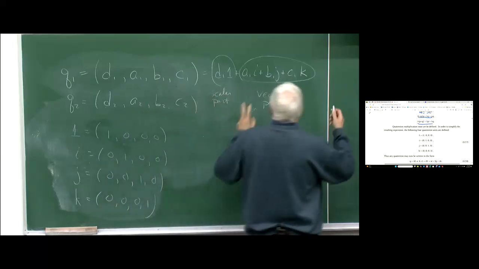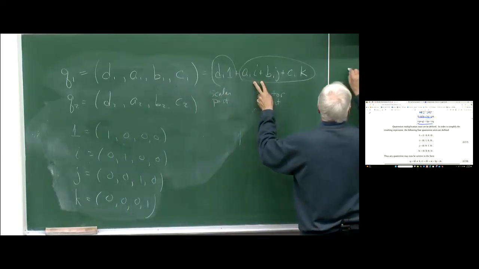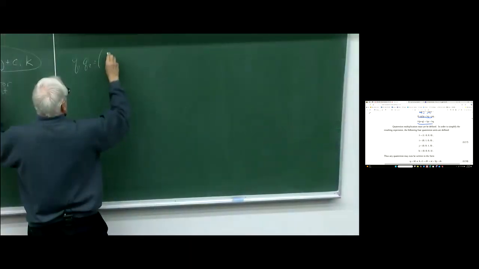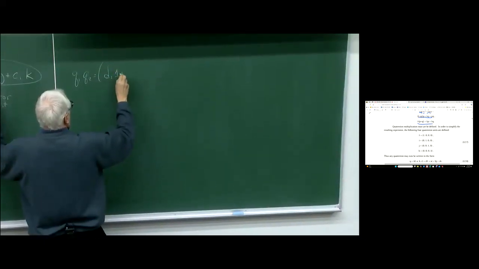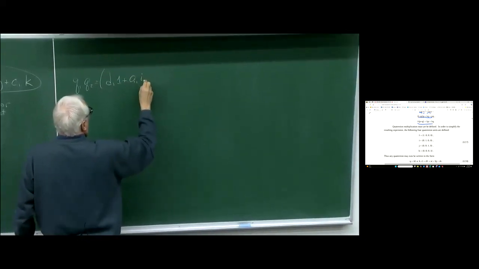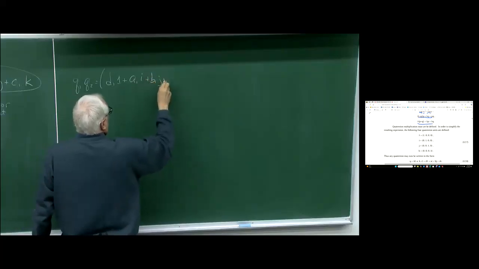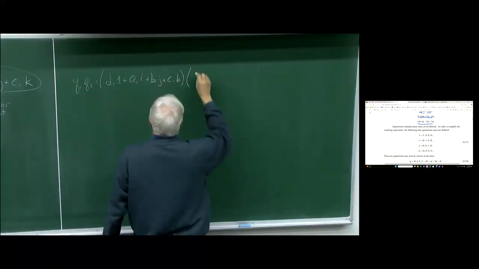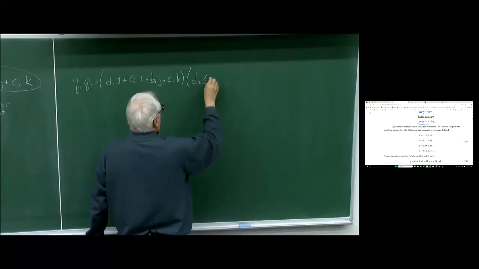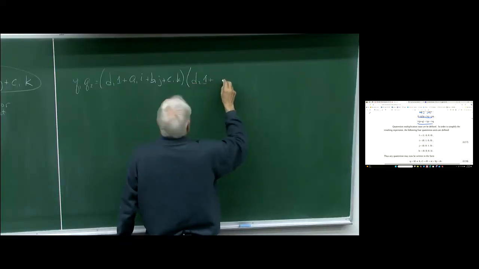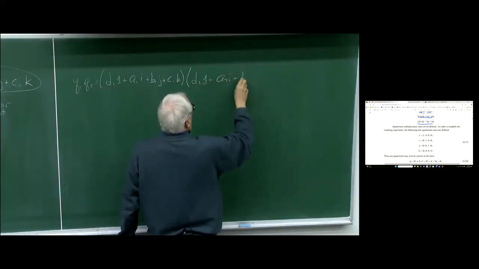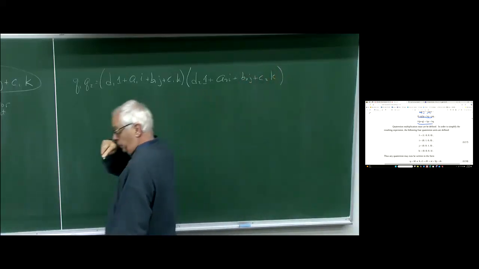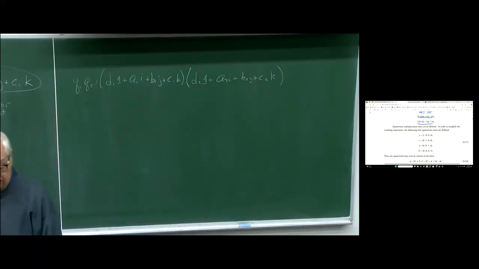So I've got those two quaternions. I could write them like that. So I could say the product Q1 times Q2 is going to be equal to D1 times quaternion 1 plus A1i plus B1j plus C1k, times D2 times 1 plus A2i plus B2j plus C2k. And this multiplication is going to be real important for us, this definition that comes out.